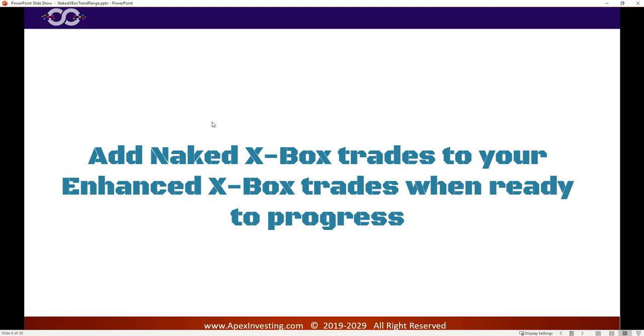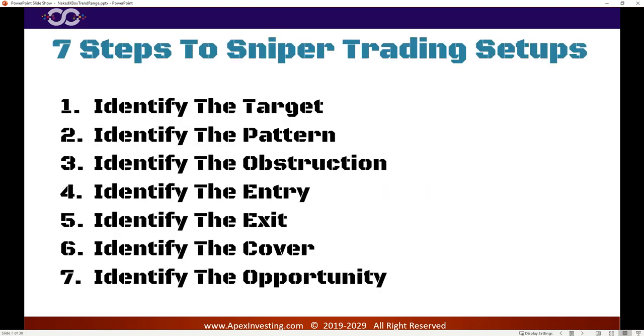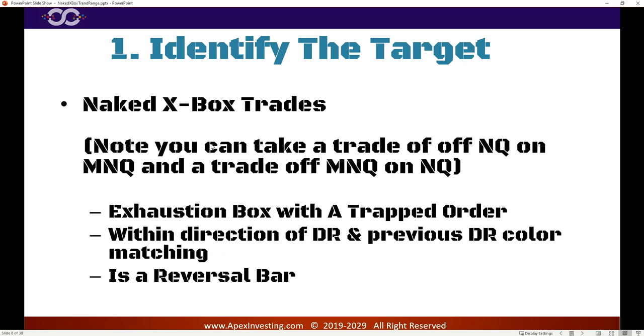So once again, you add the naked Xbox trades to your enhanced Xbox trades when you're ready to progress. It's an add-on. Start and master the enhanced, then go on from there, okay? So, as you're probably already familiar with, the 7 steps to sniper trading setups. Identify the target, identify the pattern, identify any obstructions, identify the entry, the exit, the cover, and the opportunity. Okay? So, what is a naked Xbox trade?